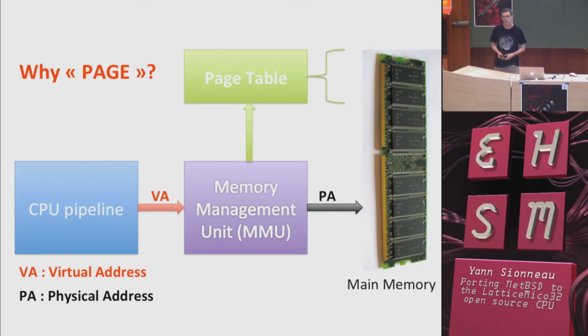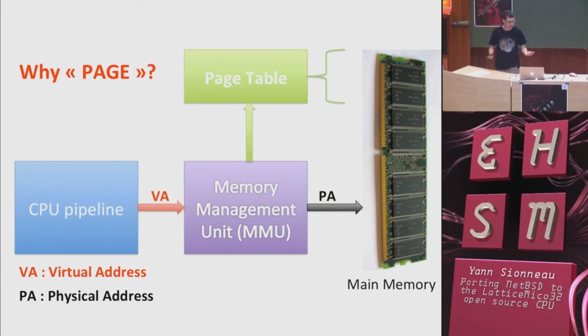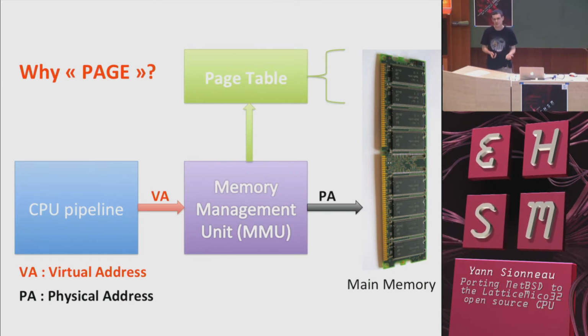Okay, why is it called a page table? Because it would be simple to call it, for instance, an address translation table. Why page table? Because we're using pages, in fact. So the physical memory has been divided up into small regions called pages. Because we need a bigger granularity to keep the page table small.